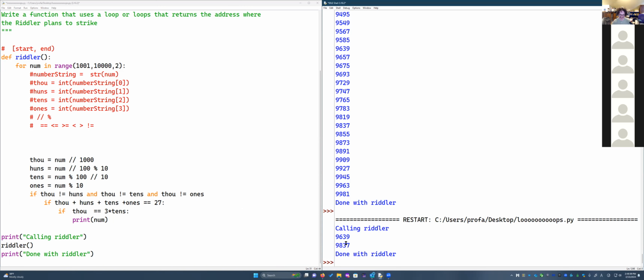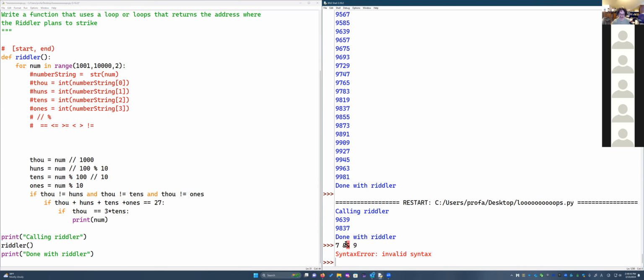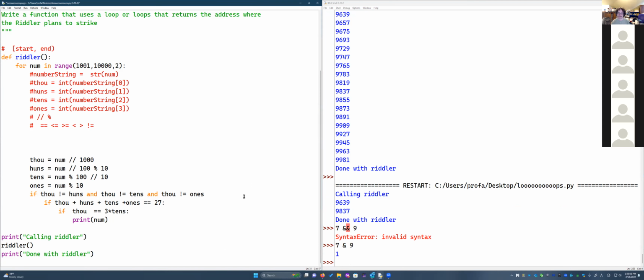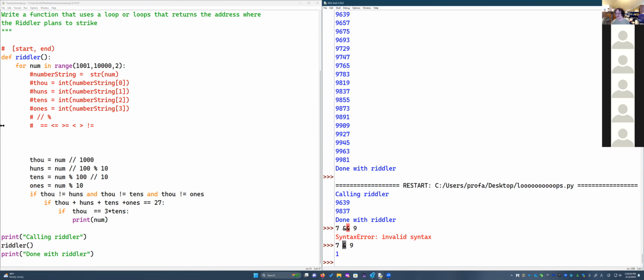7 and 9, yeah, you can't do that. And if you used an and symbol, 7 and 9, that actually does math. Weird math that you don't want. I don't want to scare people about it. It's weird math, and I never use it. I think I could count the number of times I've used it on one hand.